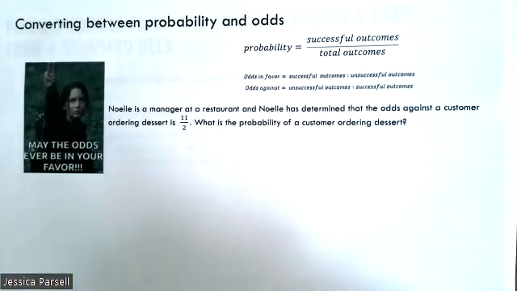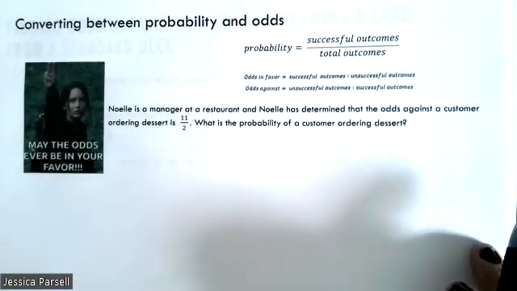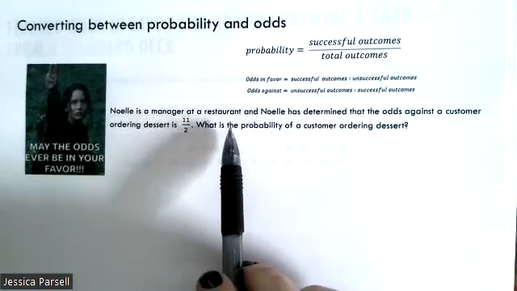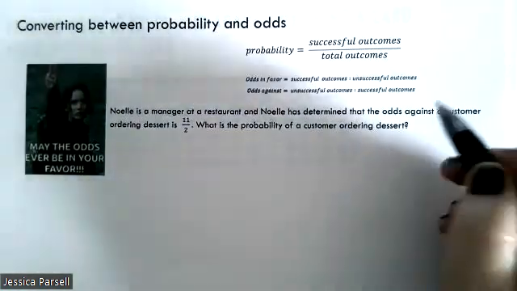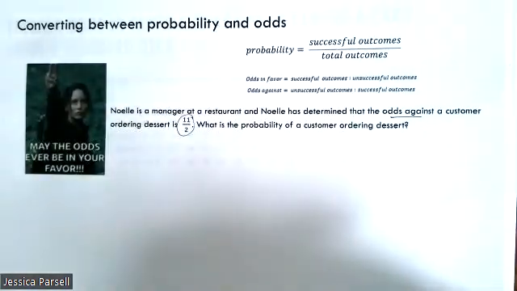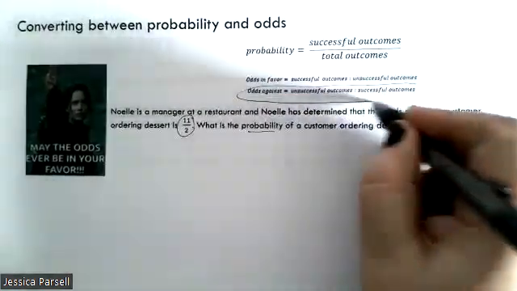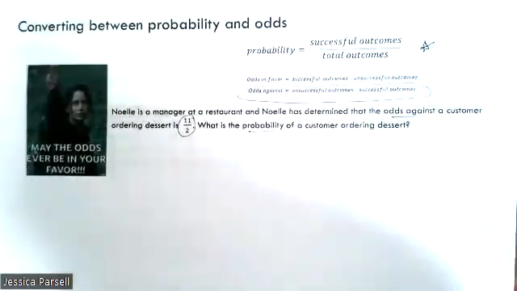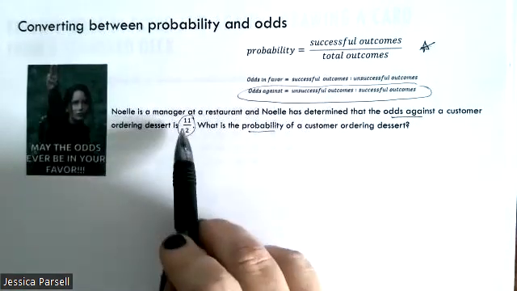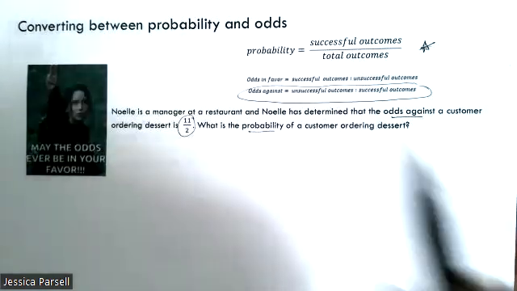Okay, take a peek at this one. We're still learning to convert between probability and odds. Noelle is a manager at a restaurant, and Noelle has determined that the odds against a customer ordering dessert is 11 to 2. What is the probability of a customer ordering dessert? Okay, they're giving us odds against, so they're giving us this, and they want us to convert to this. So pause the video, break this thing down into what you know, and then put it back together as a probability.